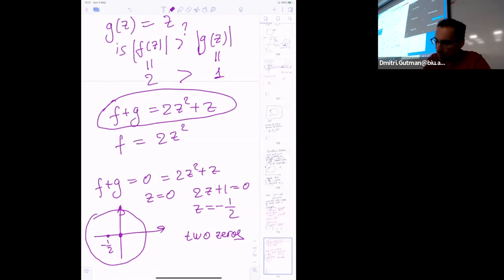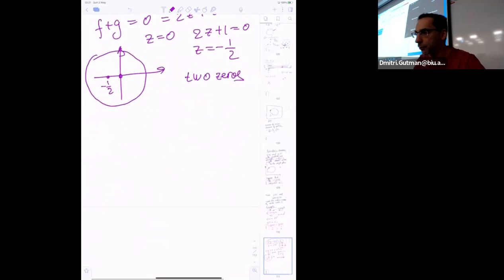How many zeros does the function f equal to 2z squared have? 2. Where do they lie? Both at z equals zero. So it has a zero of order 2, of degree 2. Both functions have the same number of zeros inside the unit circle, as we expected from the Rouché theorem. Any questions about Rouché theorem?